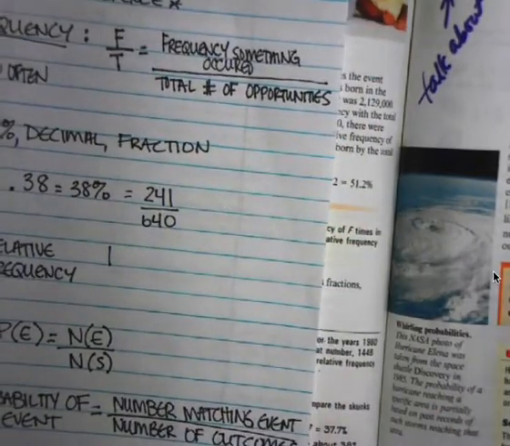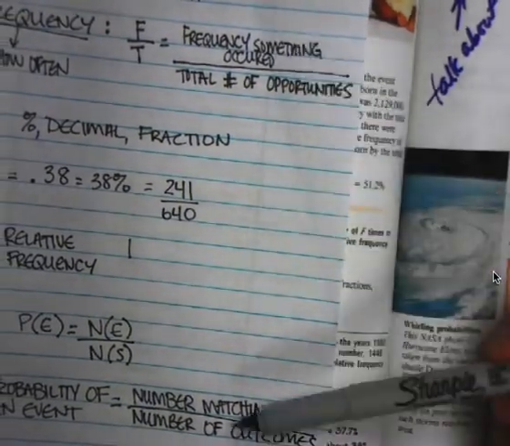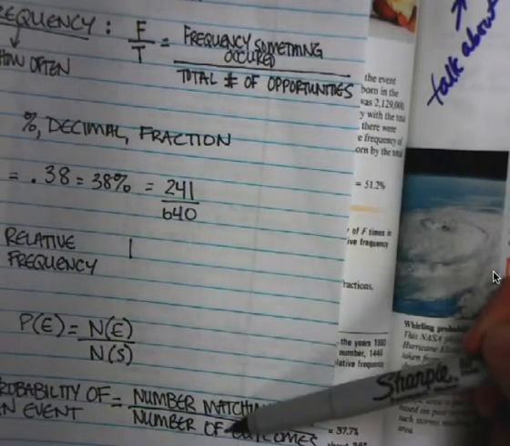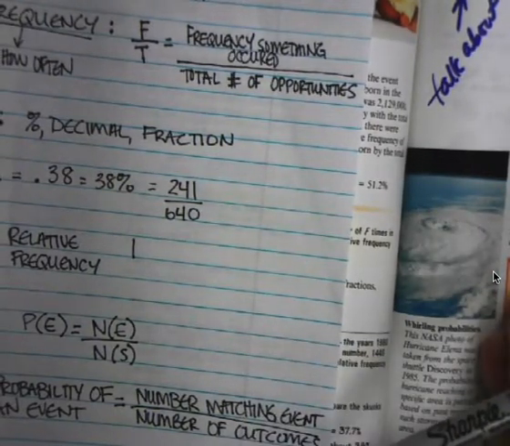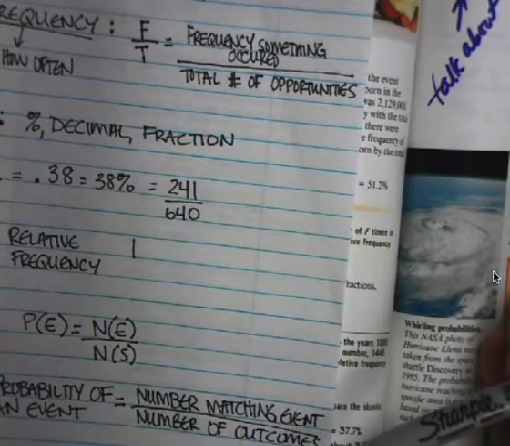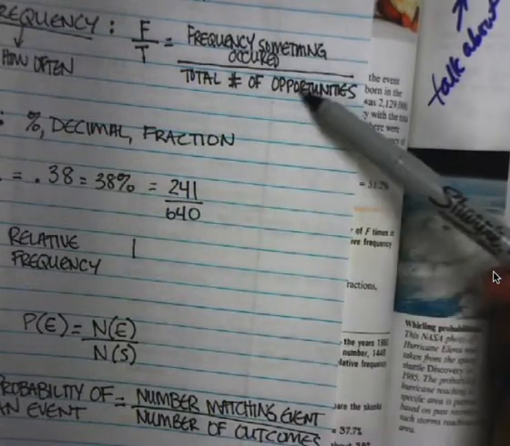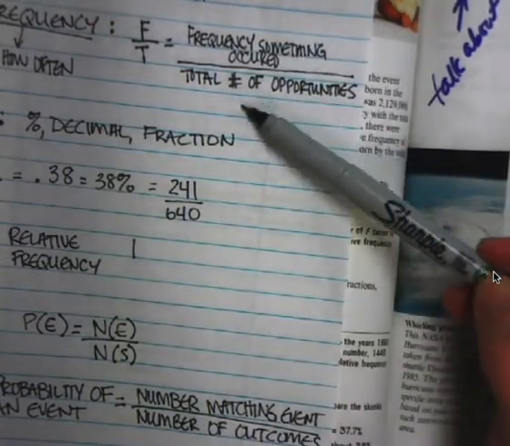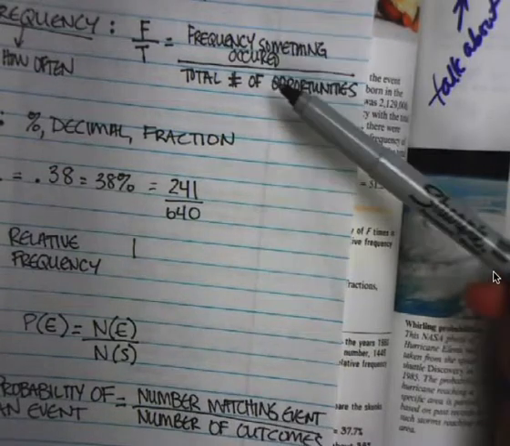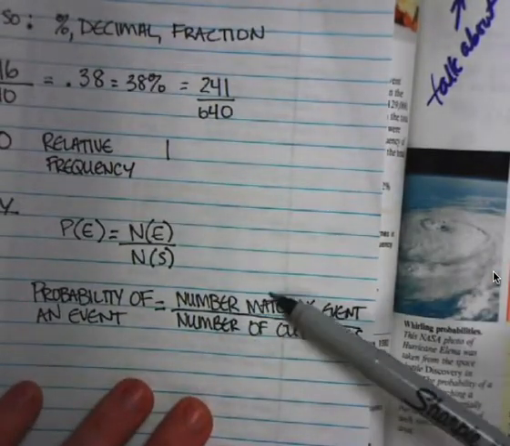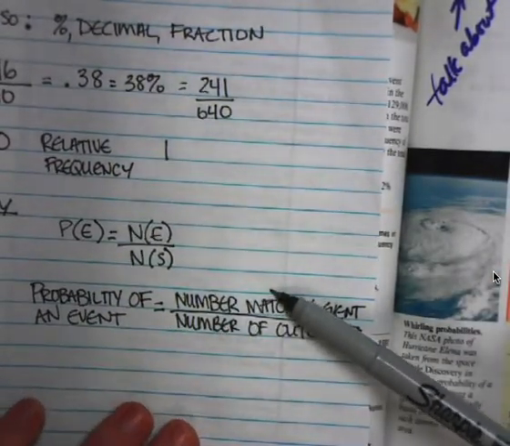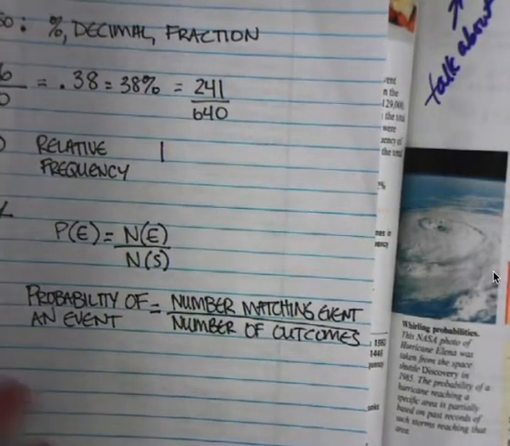Okay, so if you look at these two ratios, they are very, very similar. The big idea, the big difference though, is relative frequency is an experiment, a specific situation. Probability is the general theory, what should happen. Okay, let's try example 2.